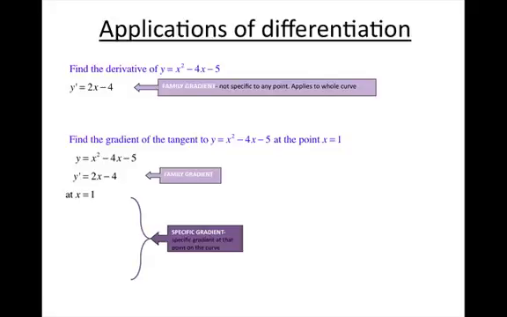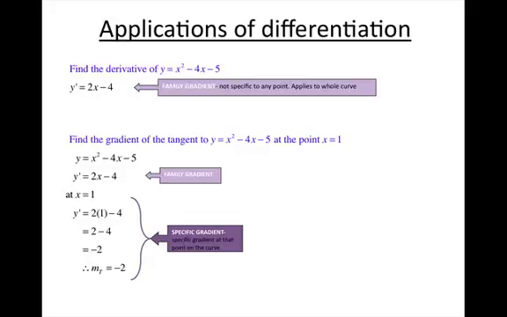Now these are just names that I call them, but it just helps you to understand it a little bit. So it's the specific gradient at that particular point in the curve, x equals 1. So let's do that. We sub x equals 1, we just replace 1 into all our x's. We get 2 minus 4, which is just minus 2.